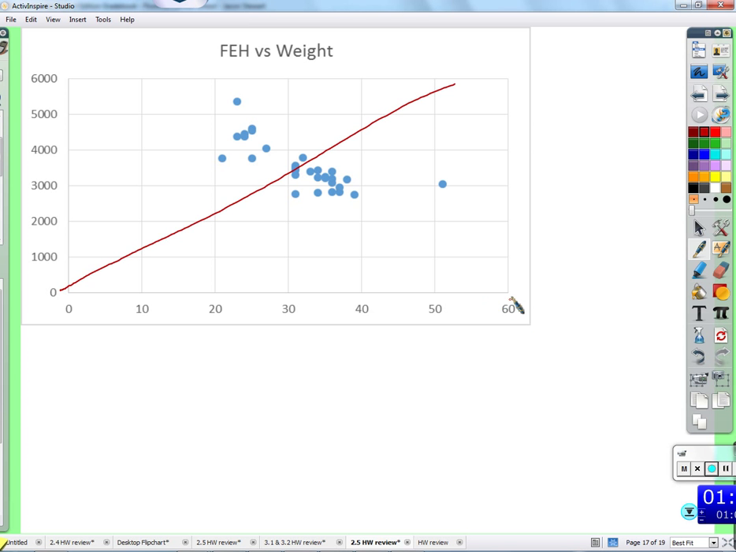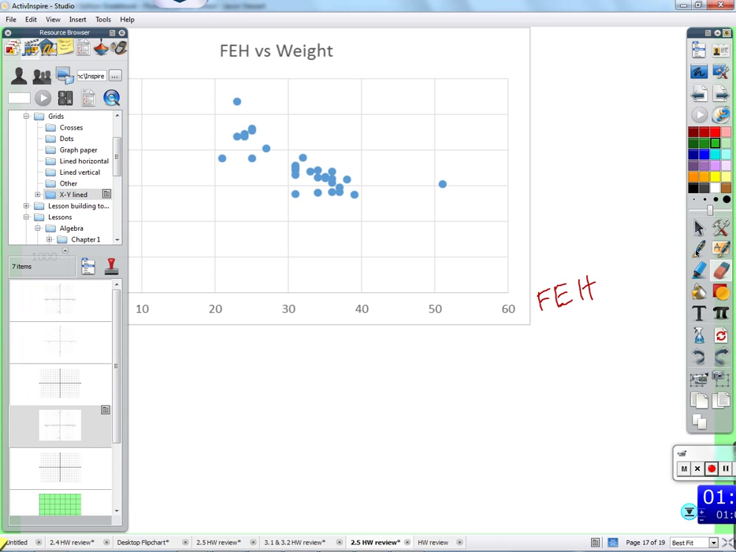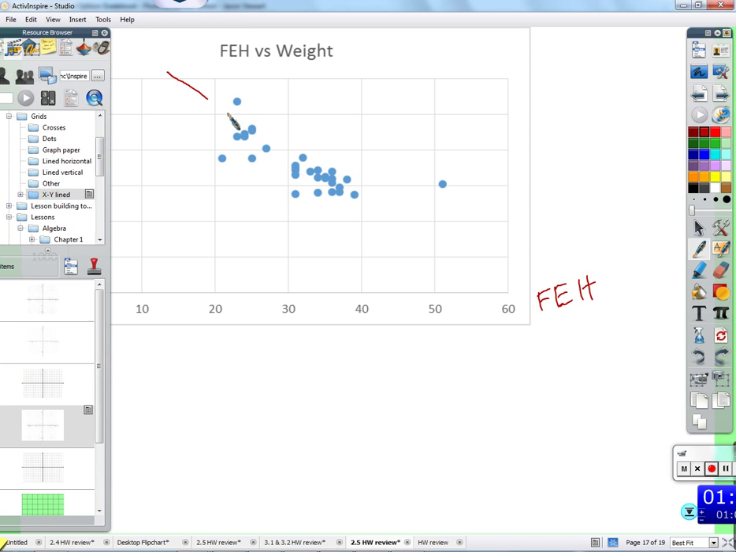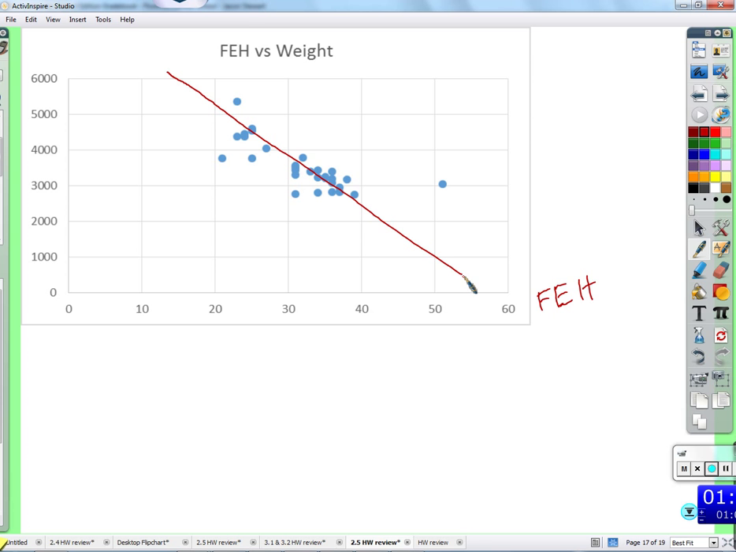What is this axis? Fuel efficiency. Fuel efficiency highway. As your fuel efficiency goes up, it seems like your weight would go down. So actually, the line would go down. And there's a decent line. Ooh, that one was good.